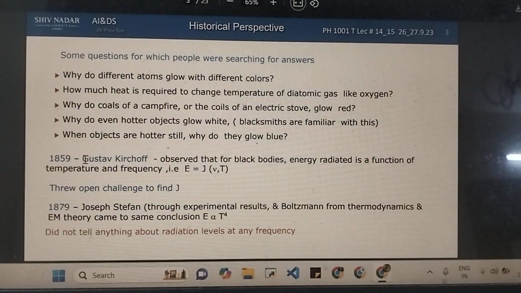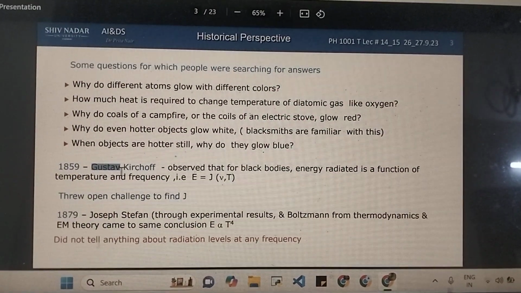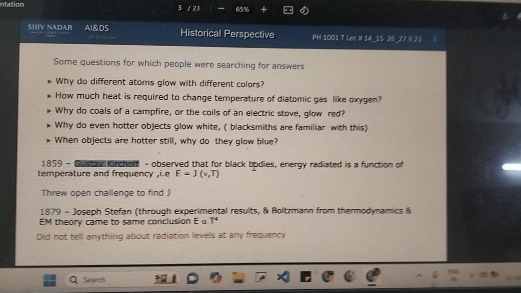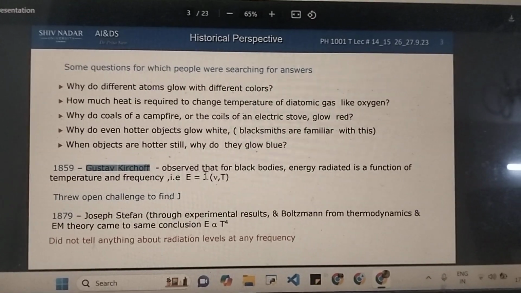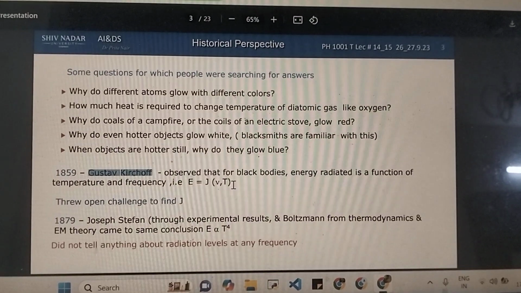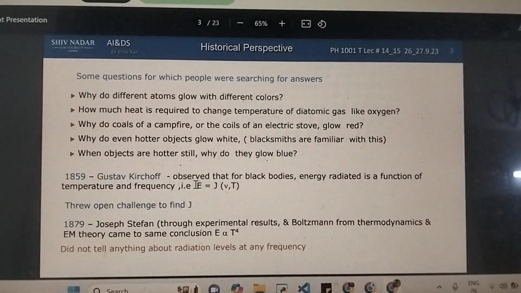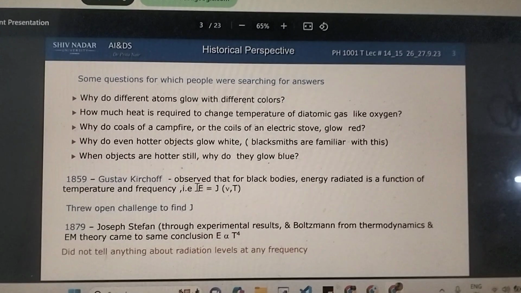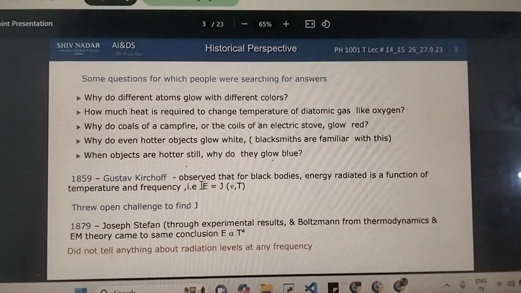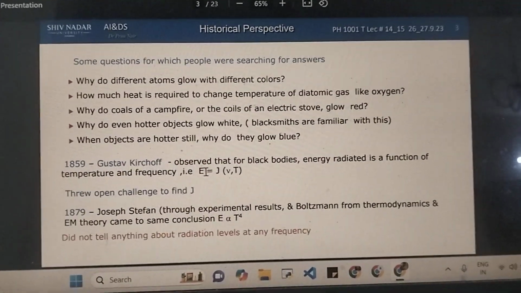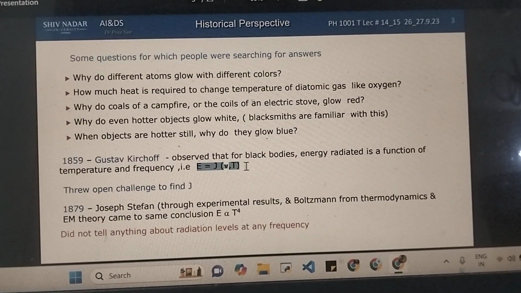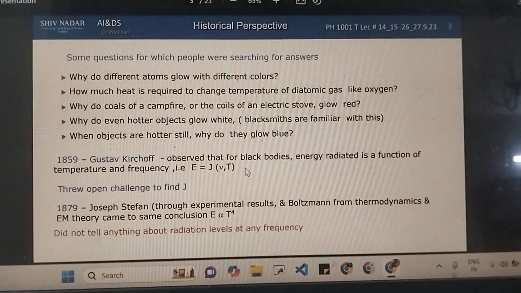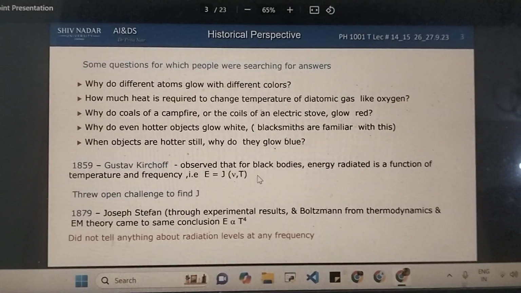The first observation in this regard was made by one Gustav Kirchhoff. He observed that for black bodies, and we'll see what black bodies are, the energy is a function of frequency and temperature. So the energy emitted by something called a black body depends on the temperature you put it through and the frequency of the radiation. He found out that energy is a function of these two, but he was not able to give the exact expression or equation for that.